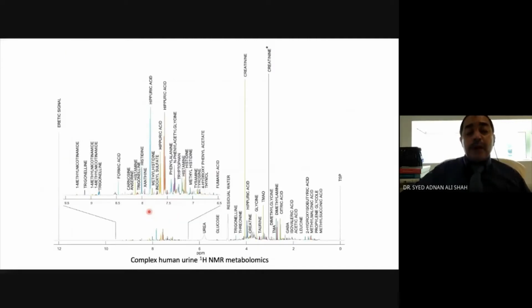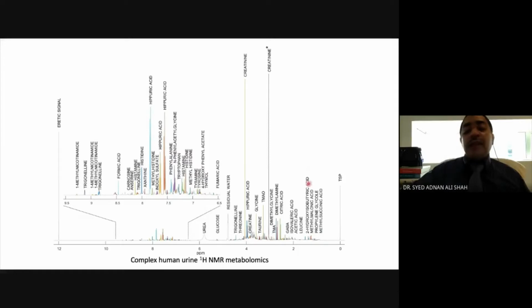So this is the proton NMR of complex urine. There you can see how helpful this spectroscopic technique is. Each and every peak has some meaning, right? It is responsible for particular metabolites, or it can give the identification that these are the metabolites present in urine. So these are all the metabolites that can be characterized through NMR.